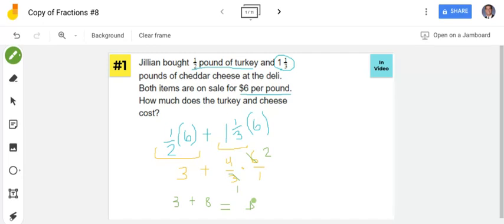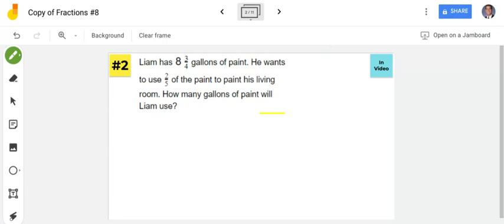Number 2, Liam has 8 3/4 gallons of paint. He wants to use 2/5 of the paint to paint his living room. The question is, how many gallons of paint will Liam use? Okay, so he has this many gallons of paint total, 8 3/4. So he's got 8 3/4 total gallons of paint. And he wants to use 2/5 of that paint. So 2/5 of the paint.